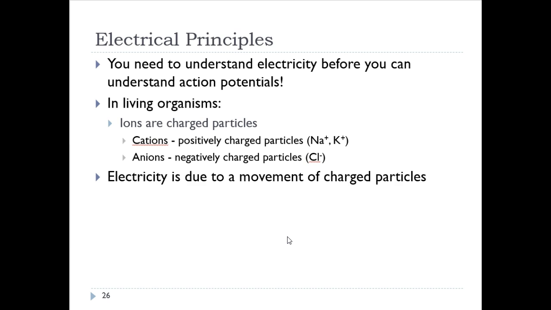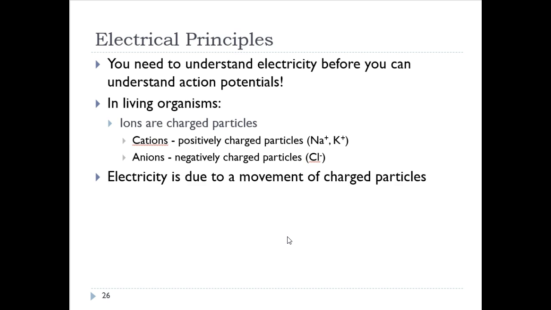So we're going to be talking about things in our body that have charges on them. And there are some things called cations. Cations are positively charged particles, so those are going to be like sodium and potassium, and anions are going to be negatively charged particles like chlorides. A lot of proteins inside of our cells already have a negative charge, like the endoplasmic reticulum, the rough ER. A bunch of the organelles inside the cell are slightly negatively charged.